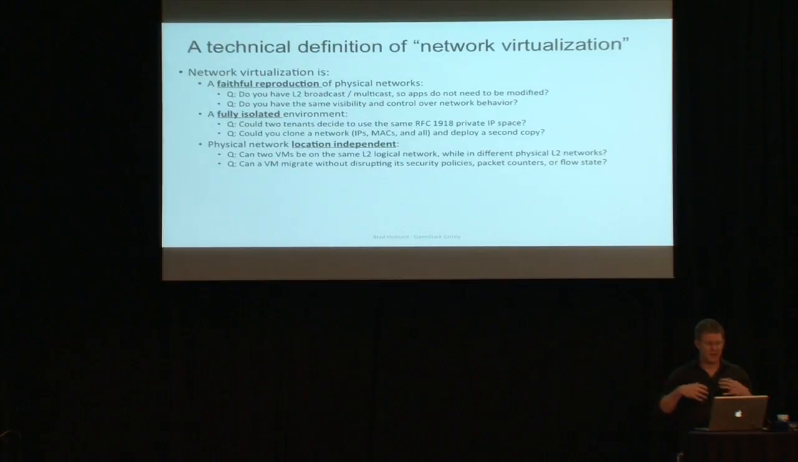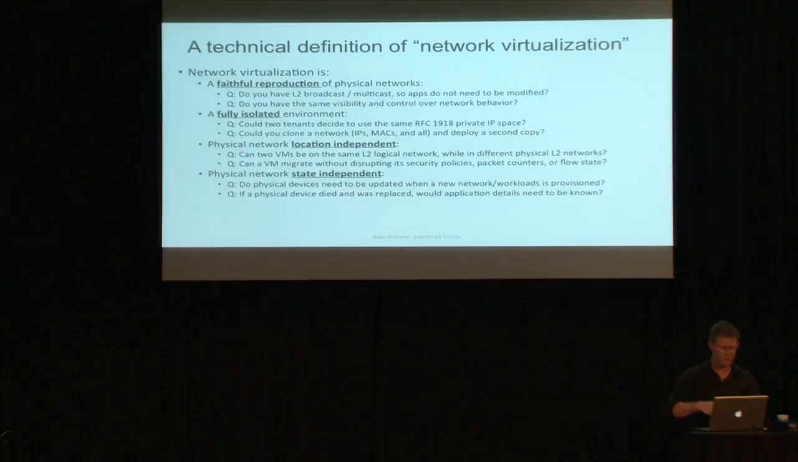You need to be able to place workloads in a way that isn't physically dependent on the location within the network. For example, can two VMs be on the same virtual layer 2 segment even if they're not on the same physical layer 2 segment? Can you migrate a VM from one layer 2 segment in the physical world to another without its connectivity being changed? Likewise, you need to be independent of the physical state of the network.